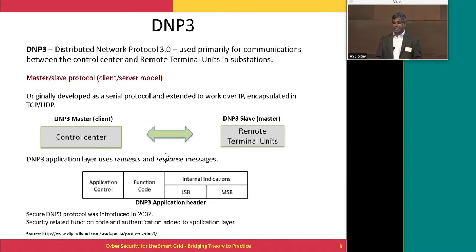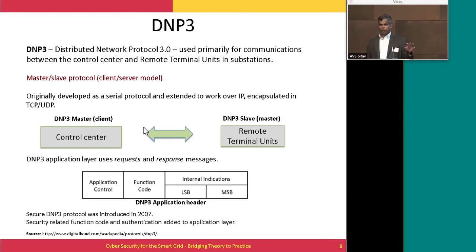The next protocol is DNP3. As I said, DNP3 is between the control center and the substation RTU. Again, it operates in a client-server, master-slave kind of mode. This can run over IP, actually TCP/IP, which means it is above the transport layer protocol. There is also effort to secure the link between substation and control center. There are multiple ways to do it.